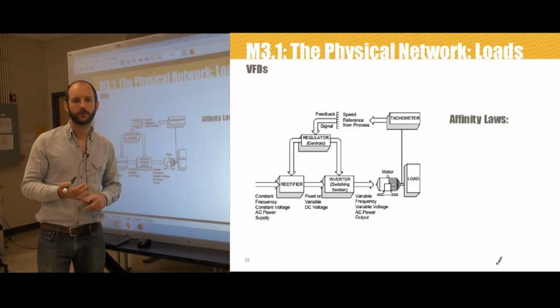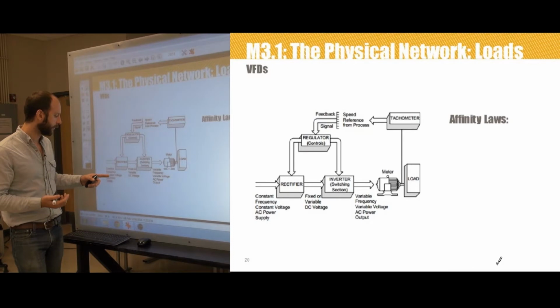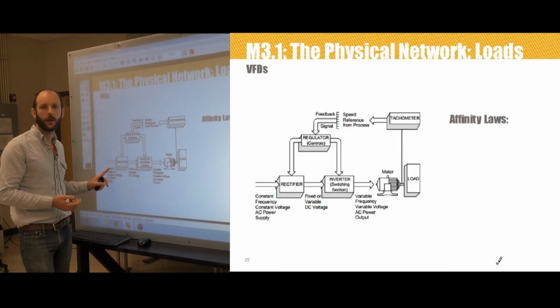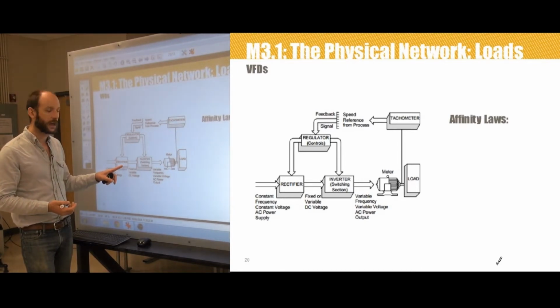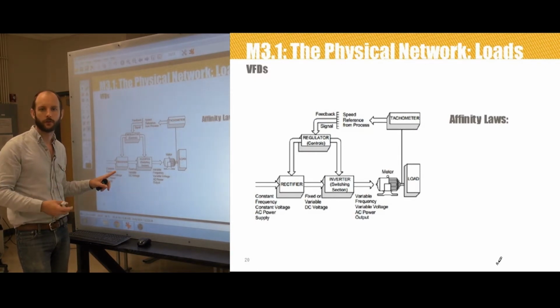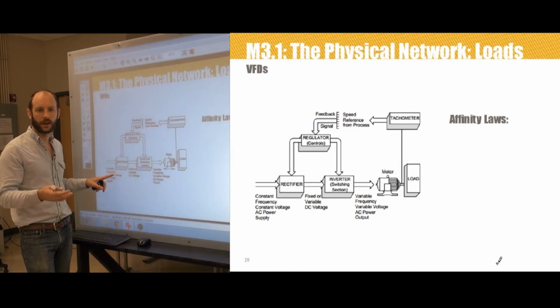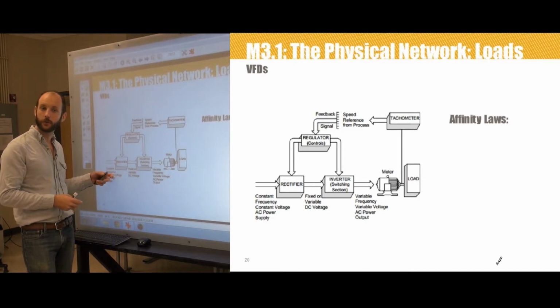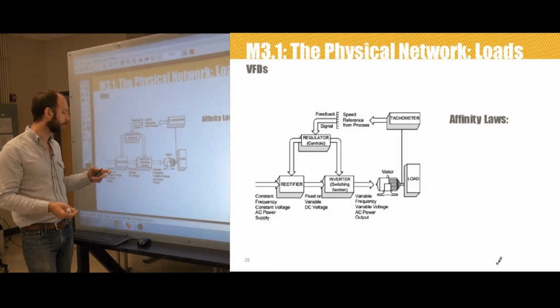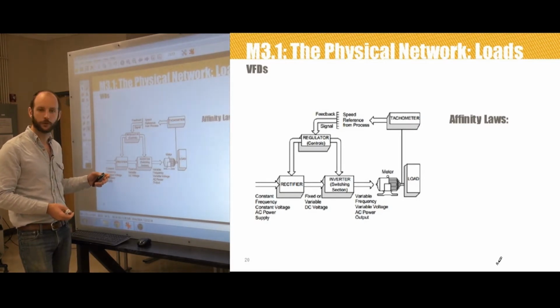The system functions in the following manner. We've got a constant frequency, constant voltage AC power supply. In our system, this is going to be the 60 hertz power supplied to it. There is then a device called a rectifier. The rectifier is a circuit which converts this fixed voltage, which is going to be 460 volts, 600 volts, 4,160 volts. It's going to be the supply voltage of your electric utility, whatever you happen to be connected to. It depends on the size of your motor, what your constant voltage supply is going to be.